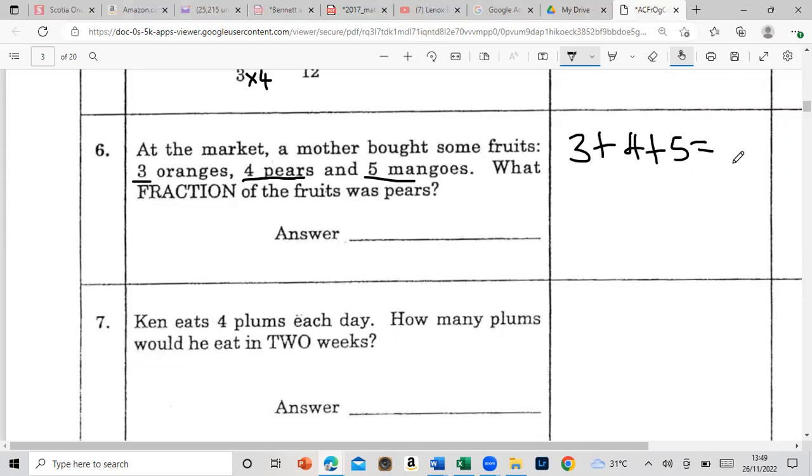So the total number of fruits is 12. Now ask for pear, so it is 4 out of the 12 as a fraction. We reduce that, and that would be 1 over 3. 4 into itself 1, 4 into 12 3 times, so it's 1/3. So our answer for pears would be 1/3.